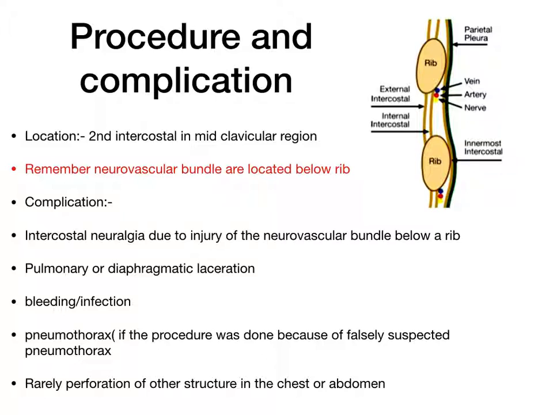If you unfortunately place a needle below a rib, there is a high chance you will hit that neurovascular bundle. Also, it can cause pulmonary or diaphragmatic laceration, bleeding, infection, pneumothorax if the procedure was done because of a falsely suspected pneumothorax, and rarely perforation of other structures in the chest or abdomen.